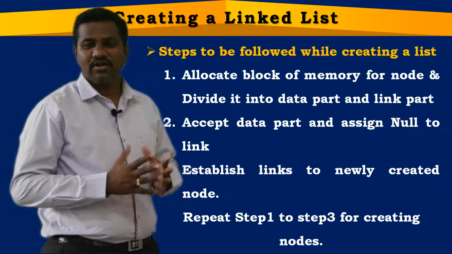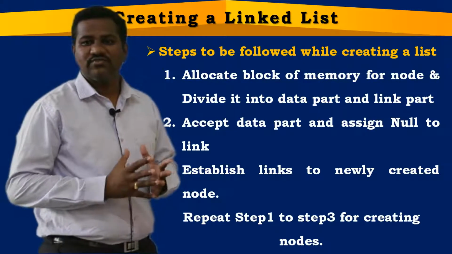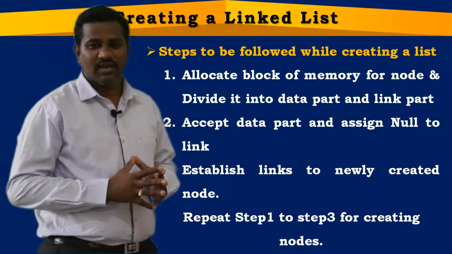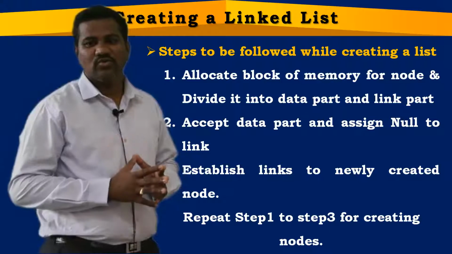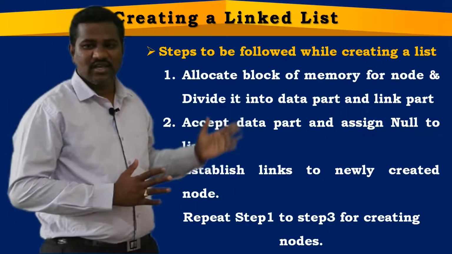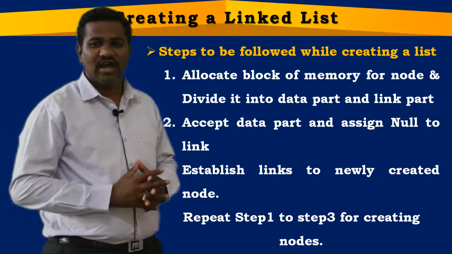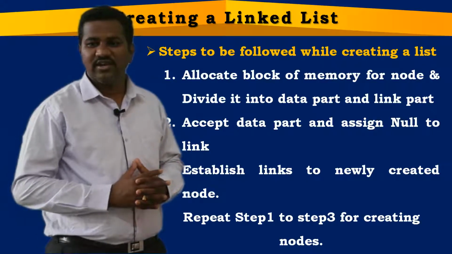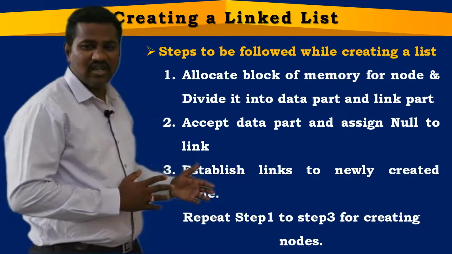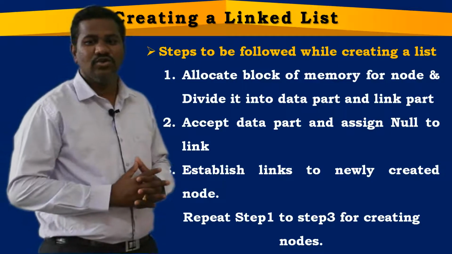Single linked list, you already know, it's a collection of nodes in which every node consists of two parts. One is the data part, the other one is what? A link part. And there is only one link between any two nodes. In order to create a single linked list, these are the three steps that we need to follow: allocating a block of memory and dividing that into two parts, link part and data part; accepting the data part and assigning null to the link part; and finally establishing the links to the newly created node.